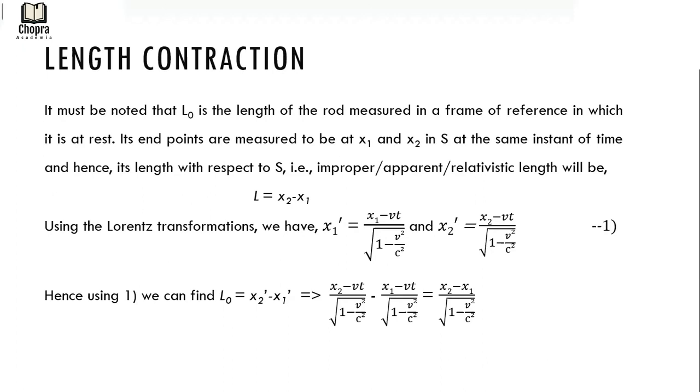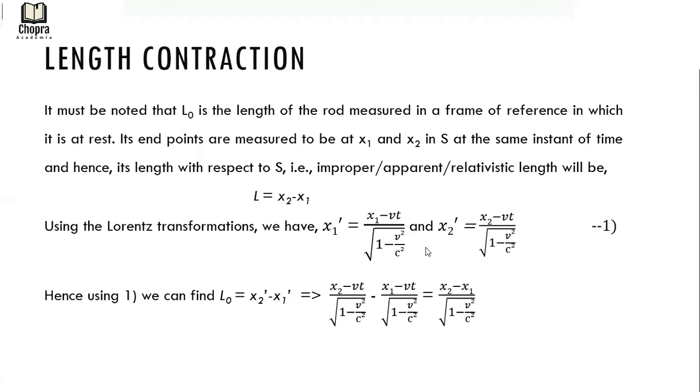Now we use Lorentz transformation equations. We have these equations with us. These are again direct equations here, which are x1 dash is equal to x1 minus vt by root of 1 minus v square by c square. x2 dash is equal to x2 minus vt by root of 1 minus v square by c square. So now what is your proper length? That is L naught, which is equal to x2 dash minus x1 dash.